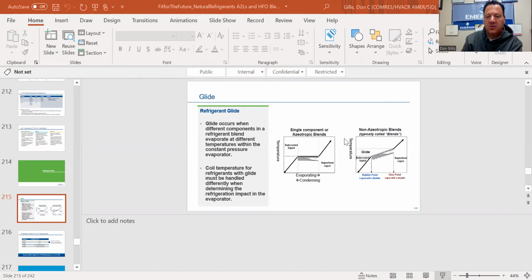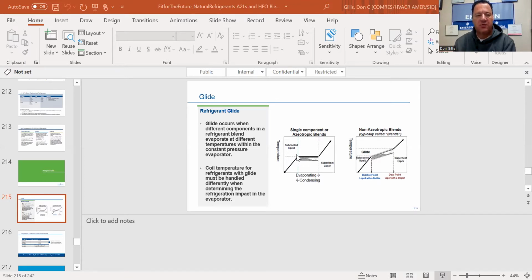All right, here is a single component or azeotropic blends. What does that mean to you? Single component, obviously no brainer. You know, R22, 134A, nothing happening there. Boiling off at the same temperature at the same given pressure. Azeotropic, big fancy word there, is more speaking of blends, but their boiling points are real similar. 410A would be a good example of that. Less than half a degree.